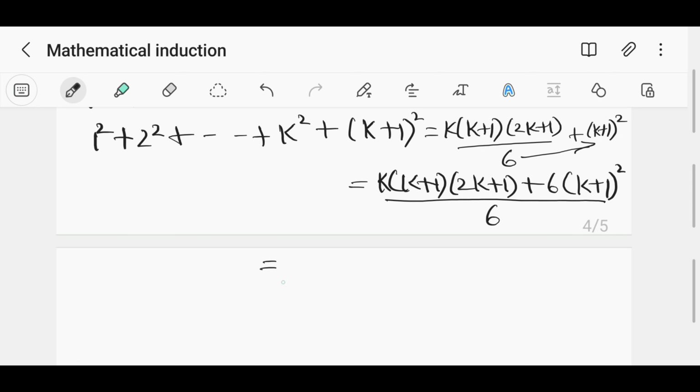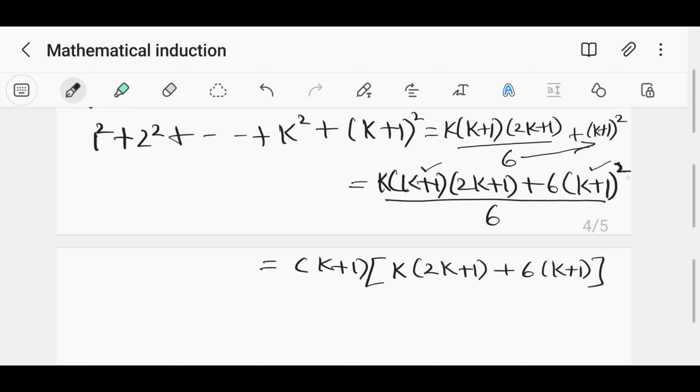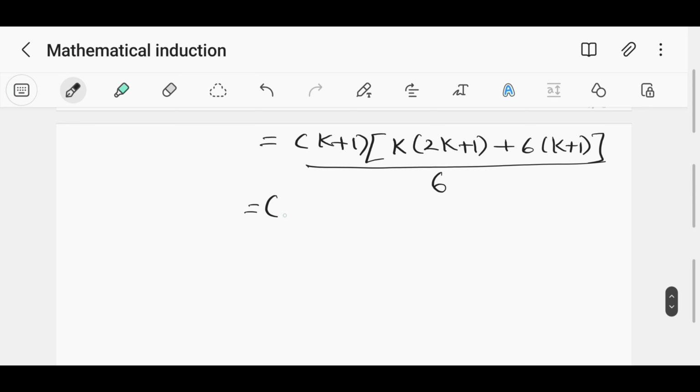So this will be equal to, so here if you see, this (k plus 1) and here (k plus 1) whole square, two terms are there. So (k plus 1) you can take as common. So you get (k plus 1) in brackets, whatever the term is left, that is k into (2k plus 1) plus 6 into (k plus 1). One more term is there, you had a square term, right? So one term we have taken out, so one term is pending there, this whole divided by 6. So here let this (k plus 1) term be as it is. We will simplify the square bracket term.